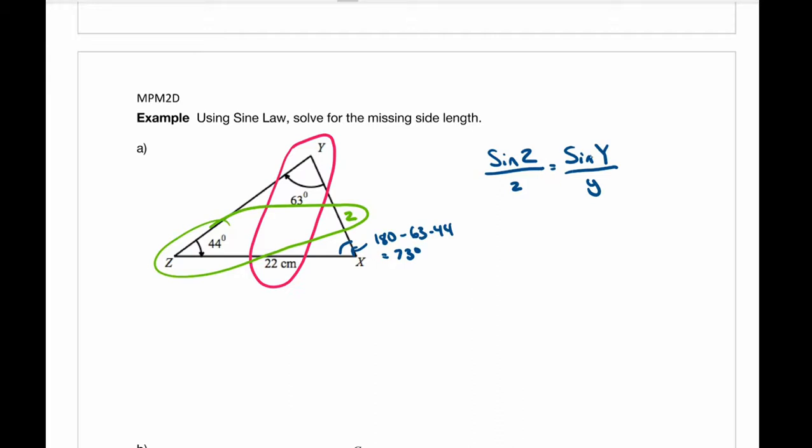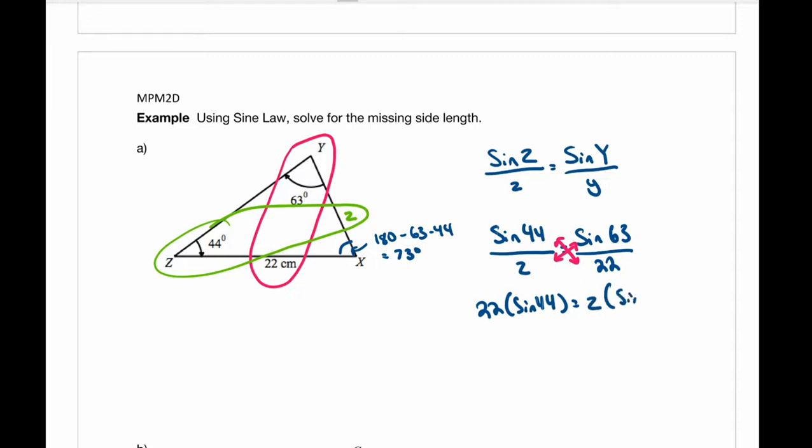Once I write out my sine law, I'm going to use my given information to fill in what I can. So sine z, or angle z, is 44 over my unknown side. Sine y is 63 over side y, which is 22. Once I've filled in all my information, I'm going to cross multiply to get rid of the fractions. So 22 times sine 44 equals z times sine 63.